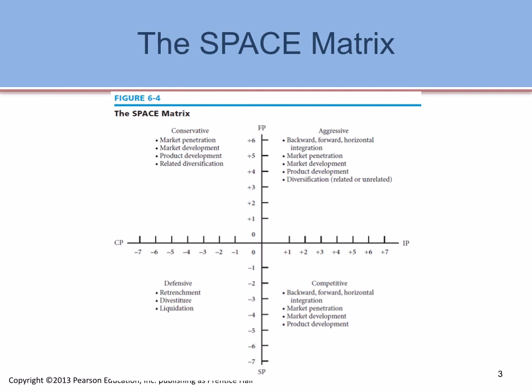Please listen carefully and try to understand how I determine these intersection points, which will also determine the strategy that is most appropriate for the firm, because the firm will use either aggressive, competitive, defensive, or conservative strategies. But before designing these strategies, we need to first put the indicators on the horizontal and the vertical axis.